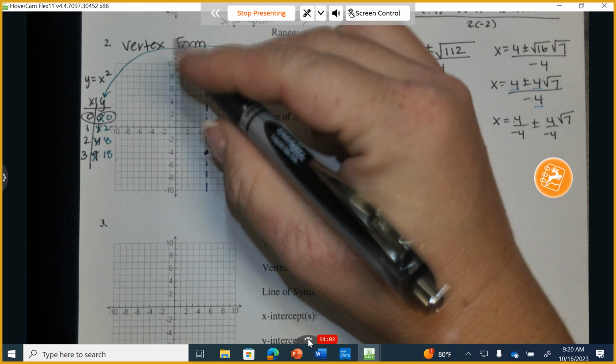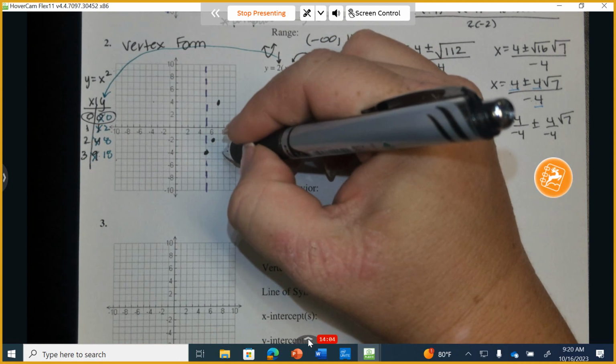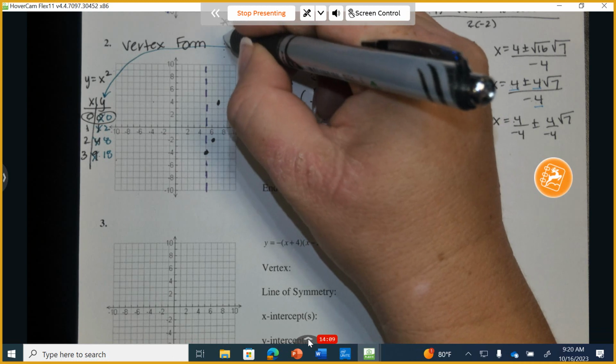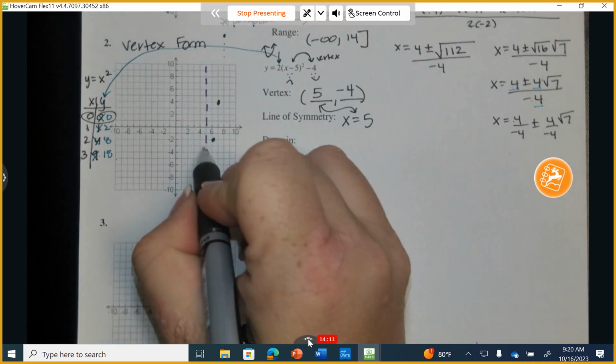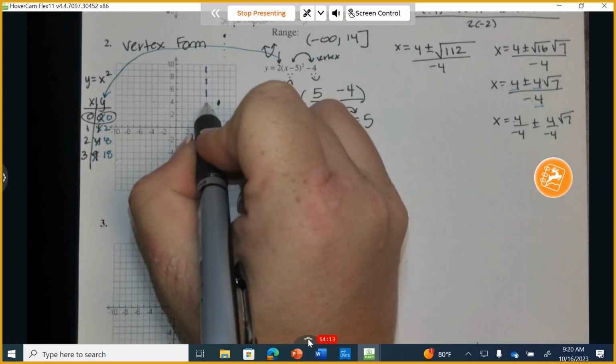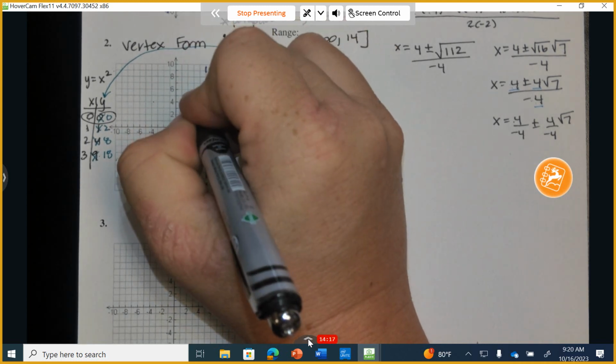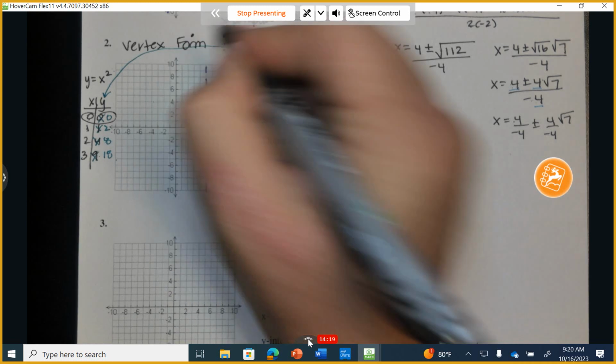And we can see that's going to be past this. So right 3 and up 18. Well, there's 14, 15, 16, 17, 18, somewhere right there. And then I'm going to do the points that are reflected across the line of symmetry.